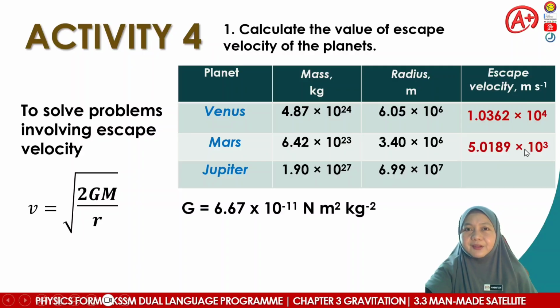5.0189 times 10 to the power of 3 meter per second. Then Jupiter. Yes, Jupiter has 6.0217 times 10 to the power of 4 meter per second.